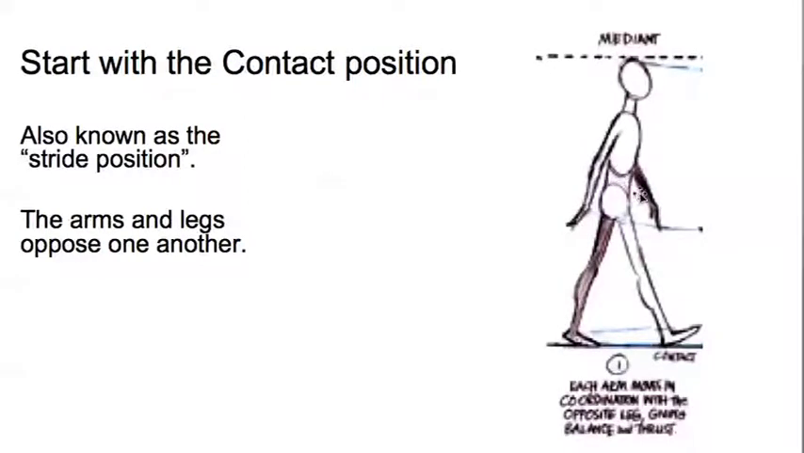the right arm, oops, am I getting confused here? Well, they're in opposition. Right foot forward, left arm forward. Left leg back, right arm back. That's the basic formula. So we start with a right foot contact.